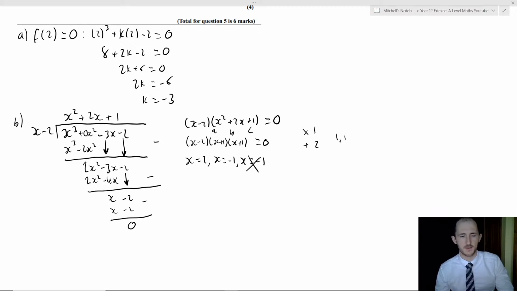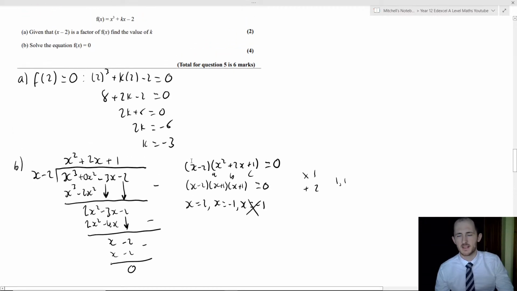Hope that makes sense. Perfect. So again, 6 marks should have taken us 6 minutes. It only took us about 3. And again, that's with me somewhat explaining what I'm doing.